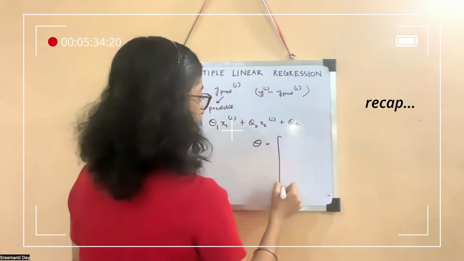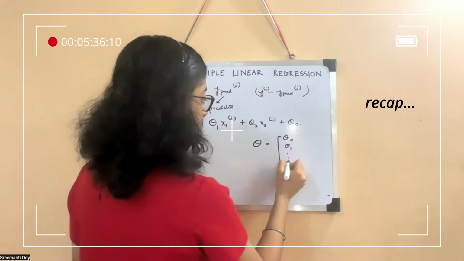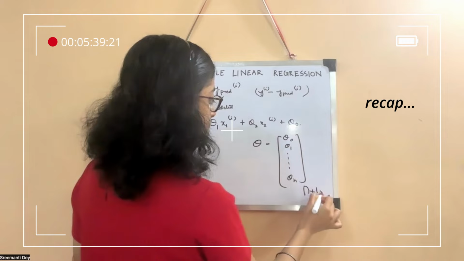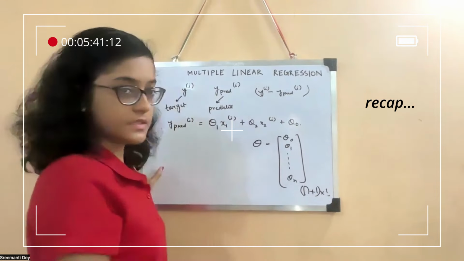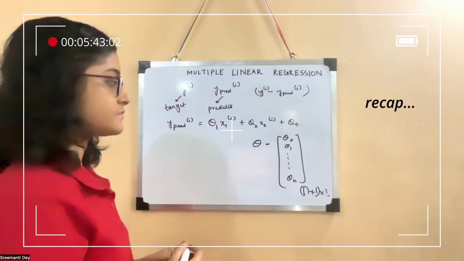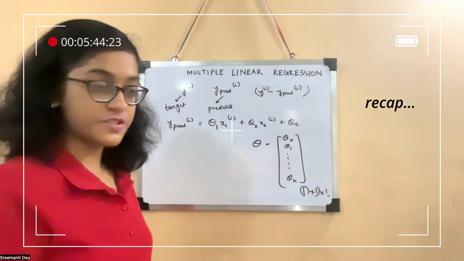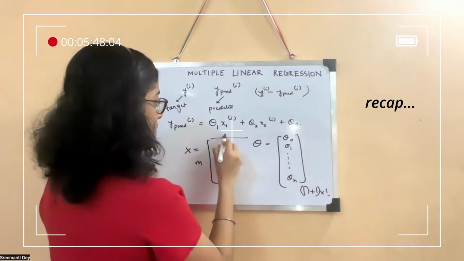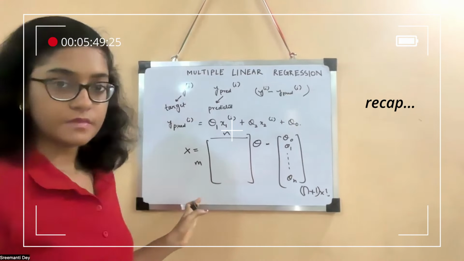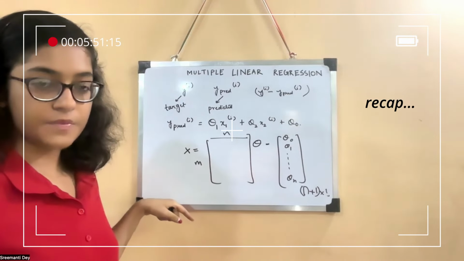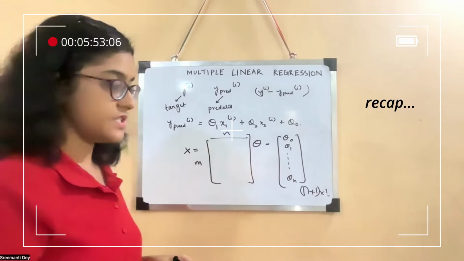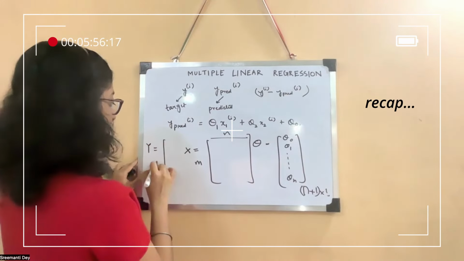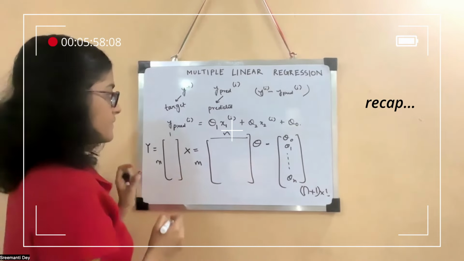So theta matrix would be theta 0, theta 1 till theta n, n plus 1 cross 1. This is our theta matrix. And our x matrix looks like this. I already said m cross n, right? M being the number of data points and n being the number of features. So now our y would be m cross 1.